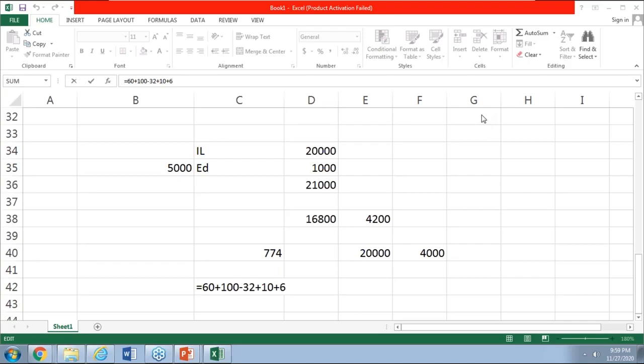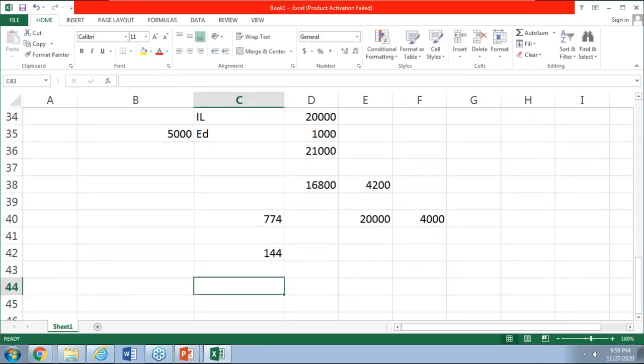How 32? 32 is an intercompany sales. Excess depreciation will be, as there is an adjustment of 80 divided by 8, so excess depreciation is 10. Excess depreciation is 10.